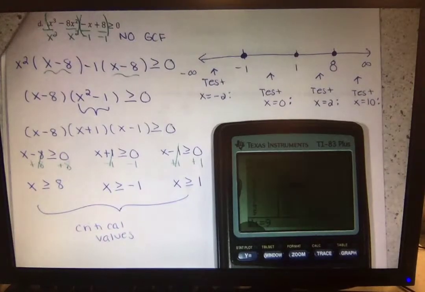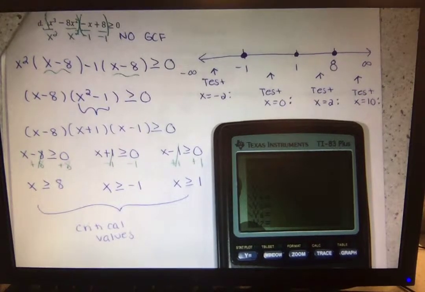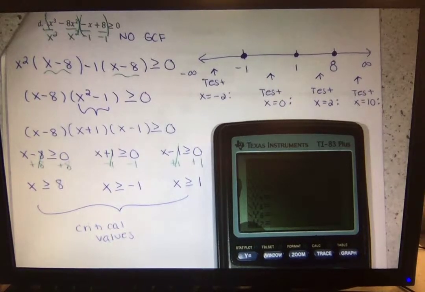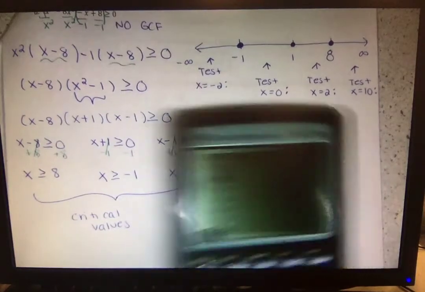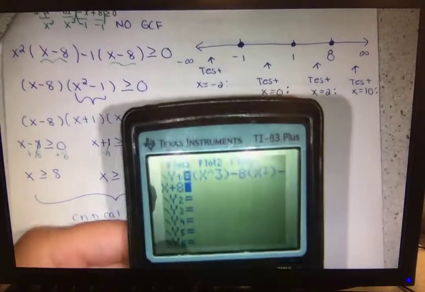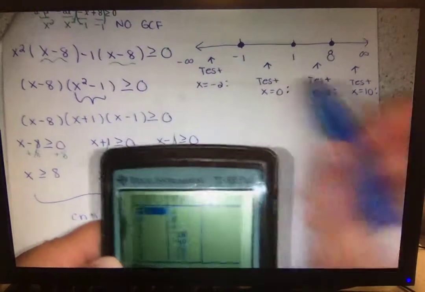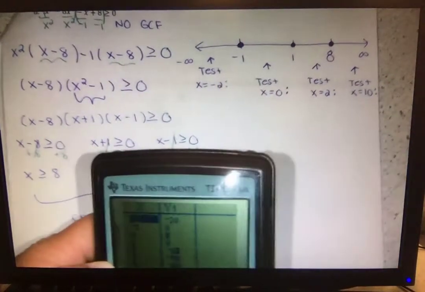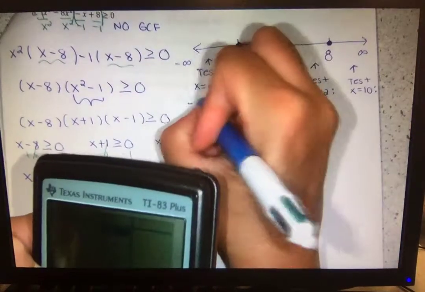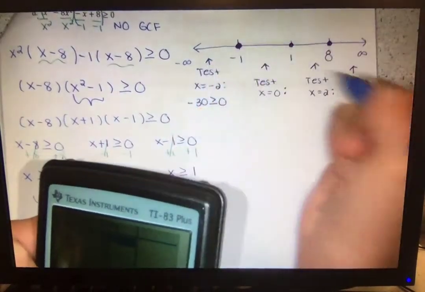So thankfully our calculator could help us do all this. If not, it would be even worse. So plugging our equation, x cubed minus 8x squared minus x plus 8, into y equals, we can now go to our table. We're first testing x equals negative 2. So plugging in negative 2, we get negative 30. Is negative 30 greater than or equal to 0?